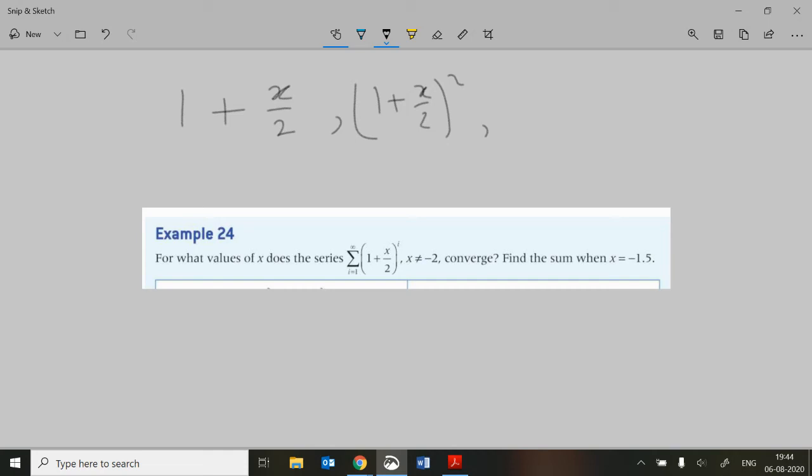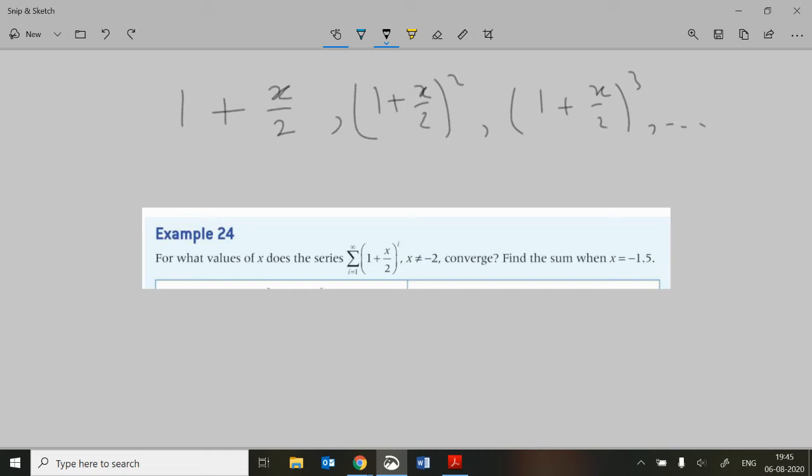Okay, so anyway, this carries on. As we can see, it's going to go up to 1 plus x over 2 cubed and so on. It's going to continue infinitely here. Okay, it says that x is not minus 2. I suppose that's because otherwise, if you put minus 2 in here, minus 2 divided by minus 2 is minus 1, and that makes the entire bracket equal to 0. So you just get lots of zeros. So that's not interesting. Okay, so for what values of x does this thing converge?